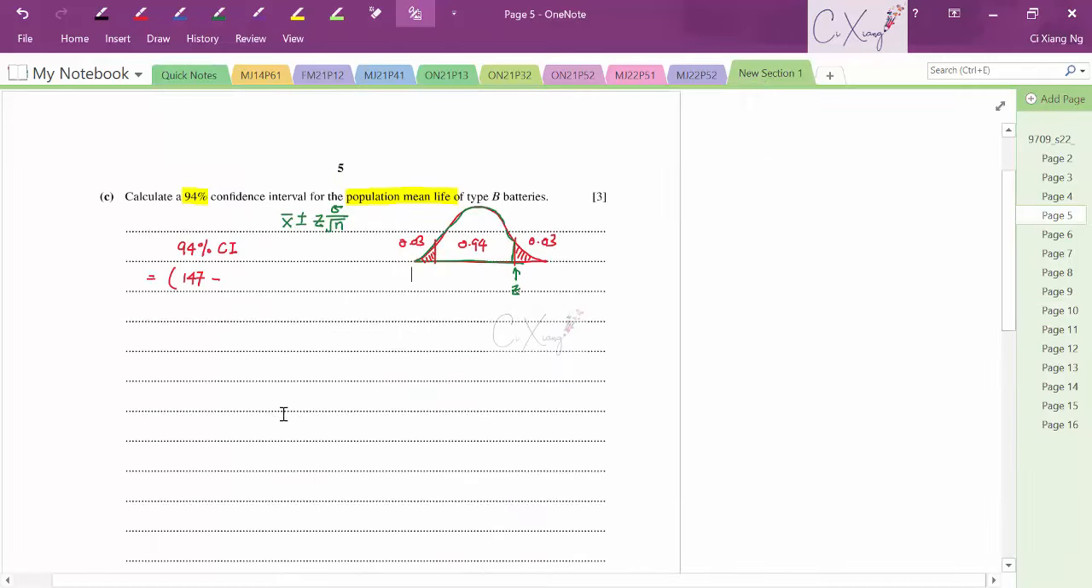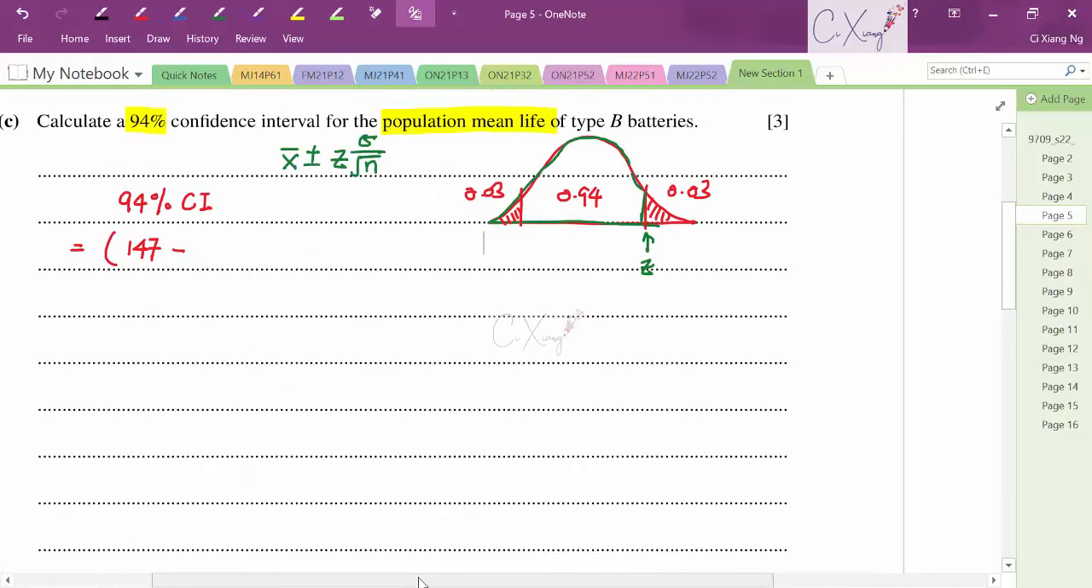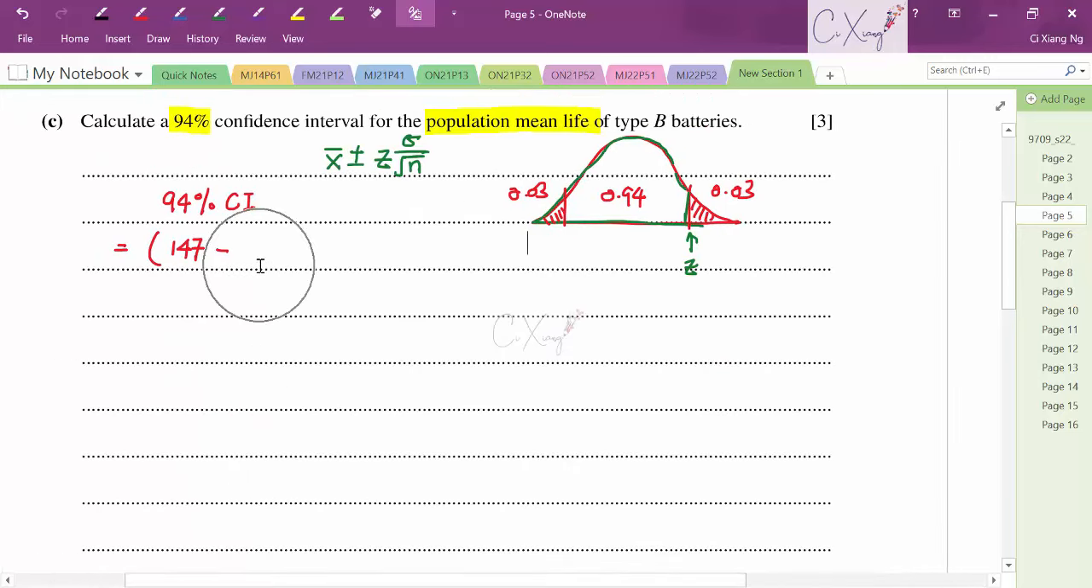So when you try to put in the value of z here, you can put in 1.881 or 1.882. Both are correct, right? So I will put in 1.881. Then the sigma will be the square root of 225 over n. N is the sample size, which is 120. The same thing happens for the upper limit, but it becomes plus.